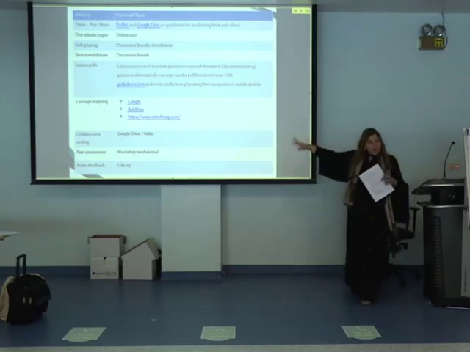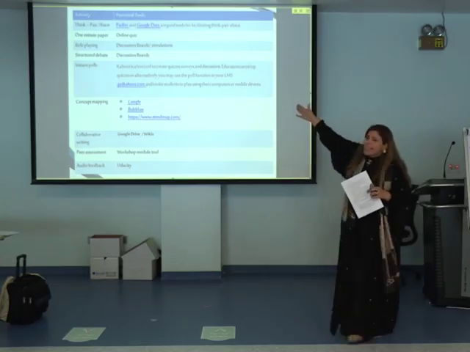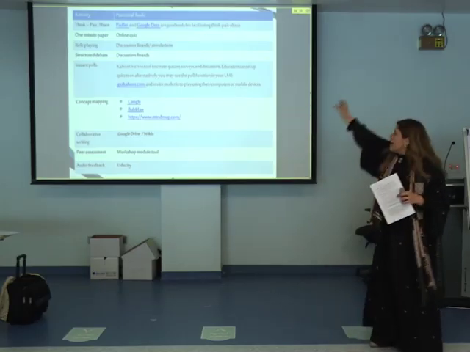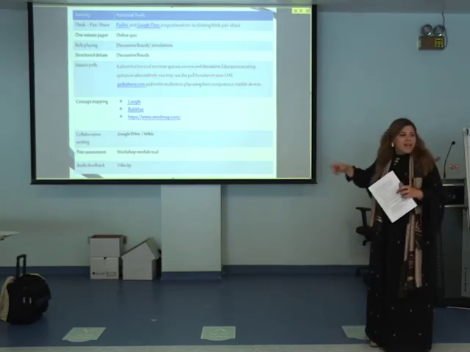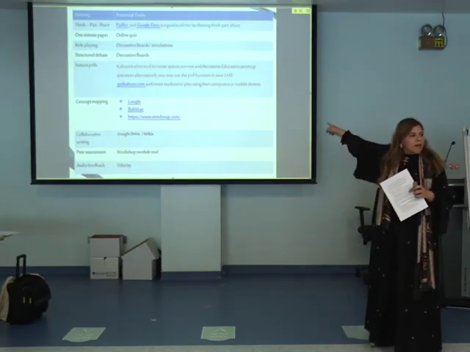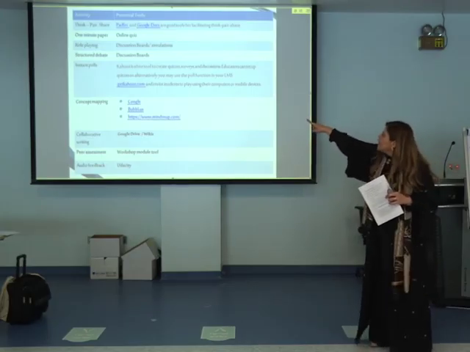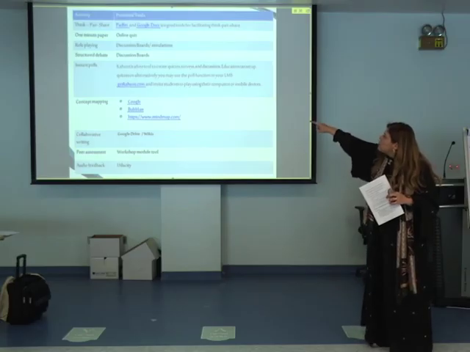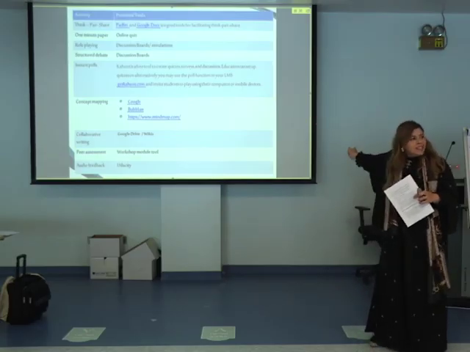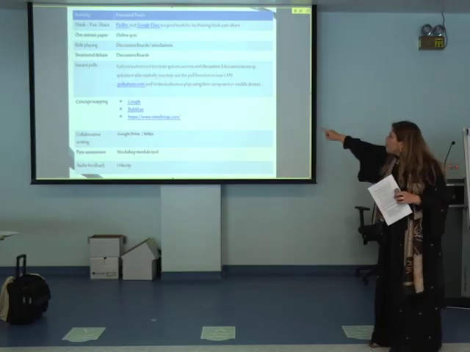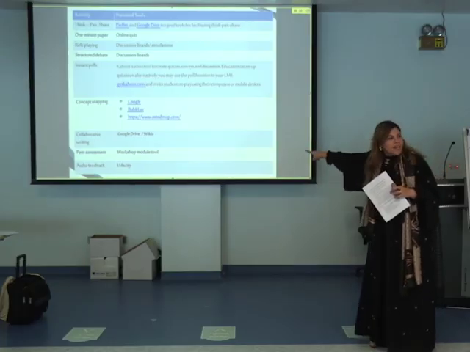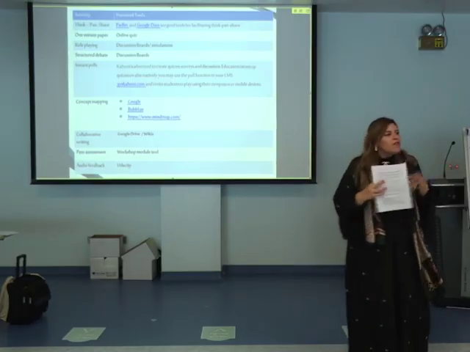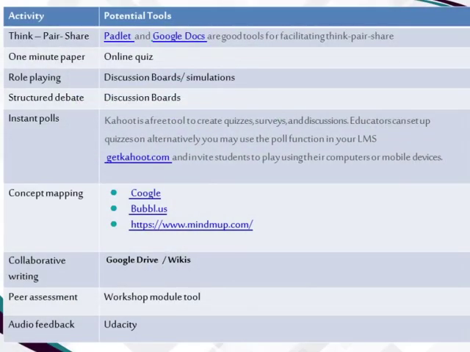Just before we wrap up, this is actually a list of the different activities and the kind of tools that you wanted to use. Like 1 minute paper, online quiz on Blackboard, role playing or structured debate. You can use a discussion forum. Journaling or collaborative writing, you can use a wiki. So it's really just, you're not thinking about the tool. You're all thinking about what you want to develop in students. Then you think about what technology will help you.